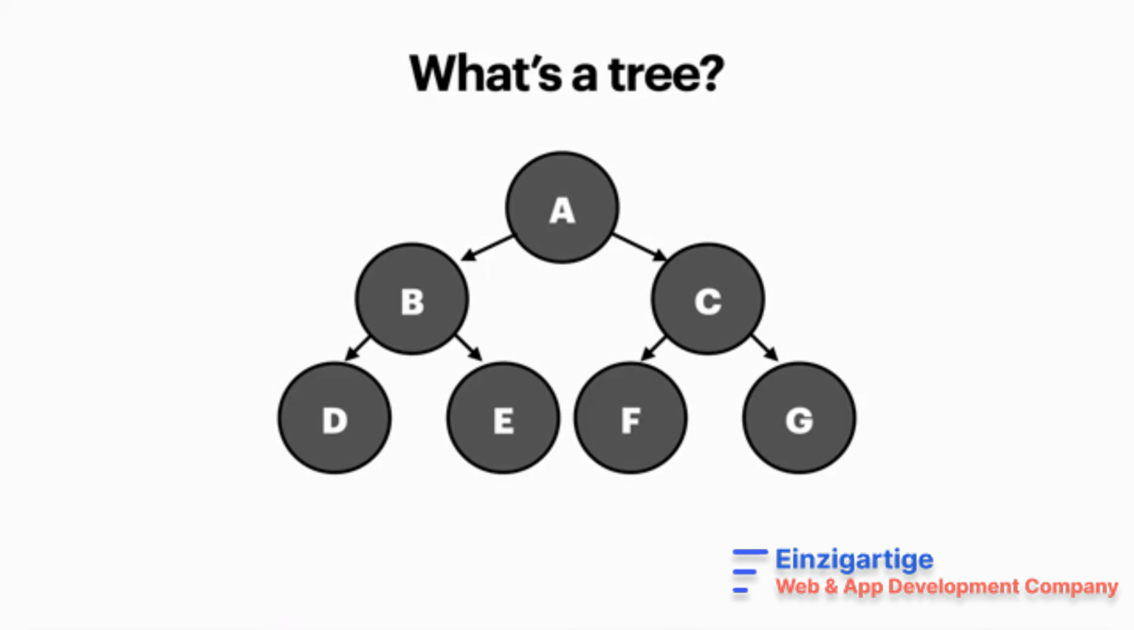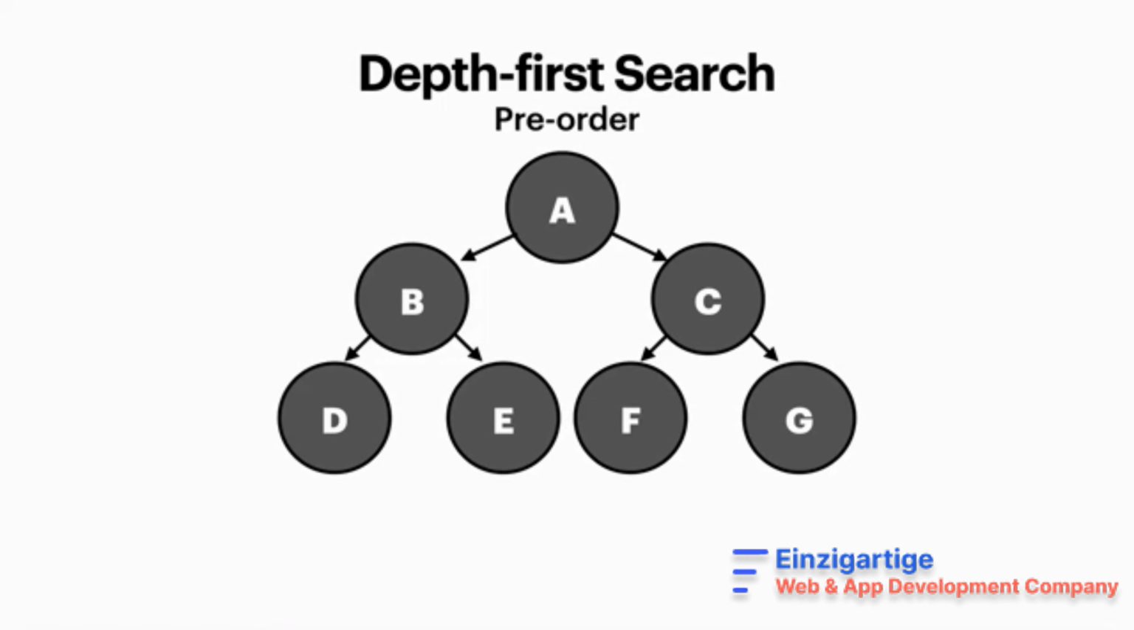Depth-first search is one of the ways that we can move around our tree. We can start at A, and from A we can move to any other node in the tree. There are multiple ways to do depth-first search. You can do a pre-order depth-first search, an in-order one, and a post-order one.